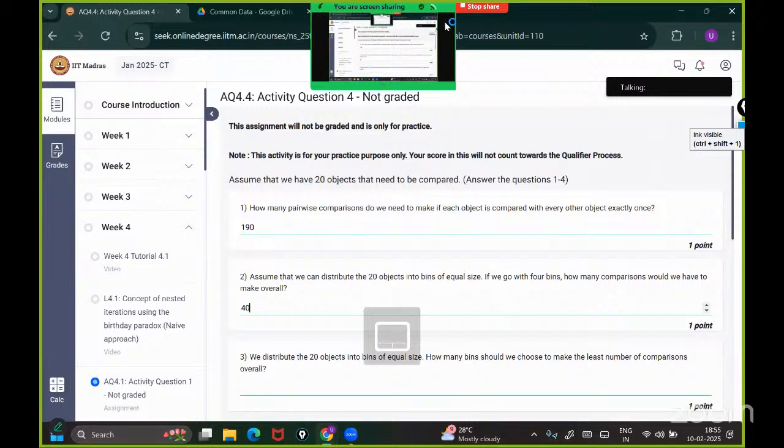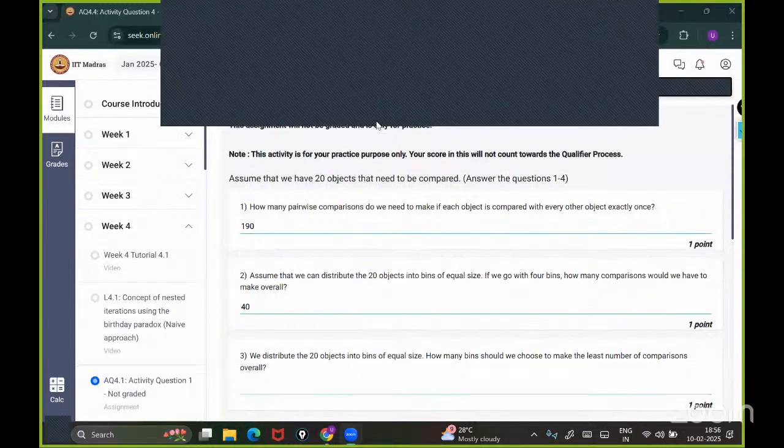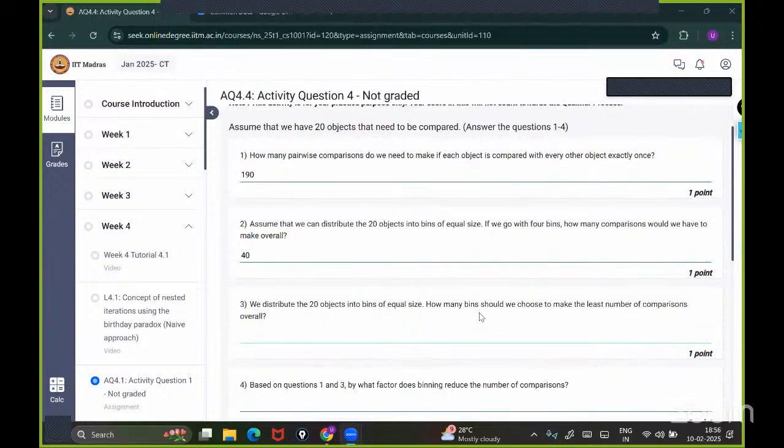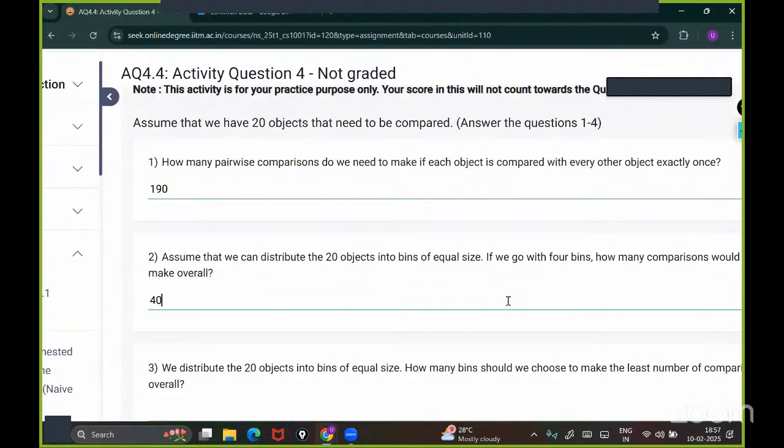The answer is 10, because I am just distributing the 20 objects by 2. I didn't get you. The question is telling us we distribute the 20 objects into bins of equal size. Equal size means I just divide by 2. So 20 objects divided by 2 is equal to 10, I think. Okay, why is it not other elements? Because here also they said equal size, but they have taken us 4 bins.